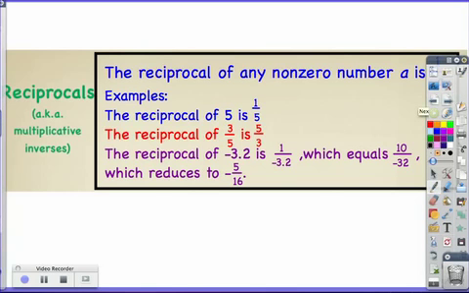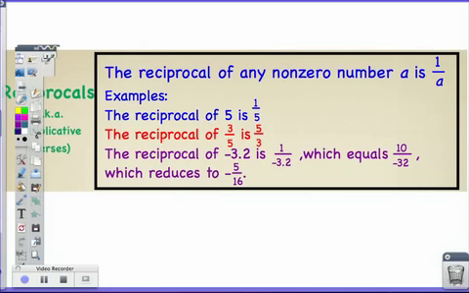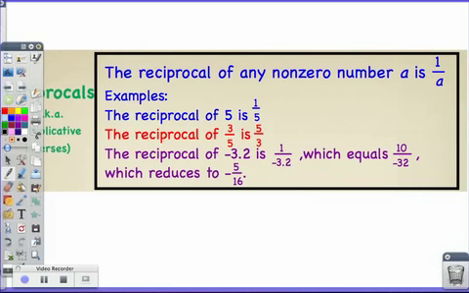Another option would be to read this out loud as -3 2/10, and write it as a fraction right away, which is -3 1/5 reduced. As an improper fraction, that would be -16/5, and then I could take the reciprocal to get my -5/16.